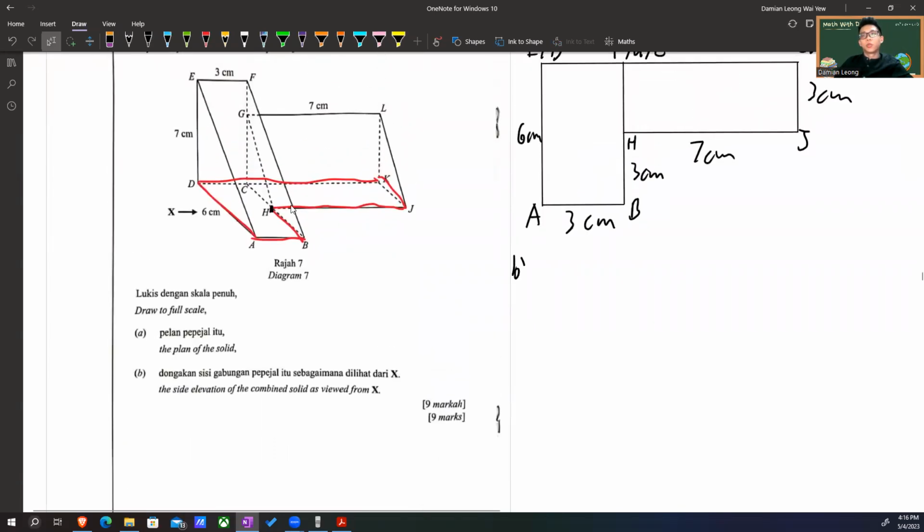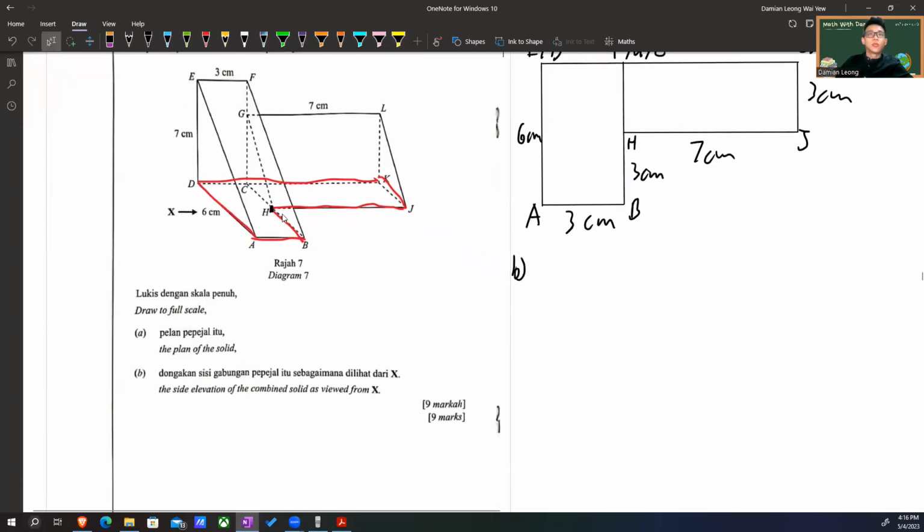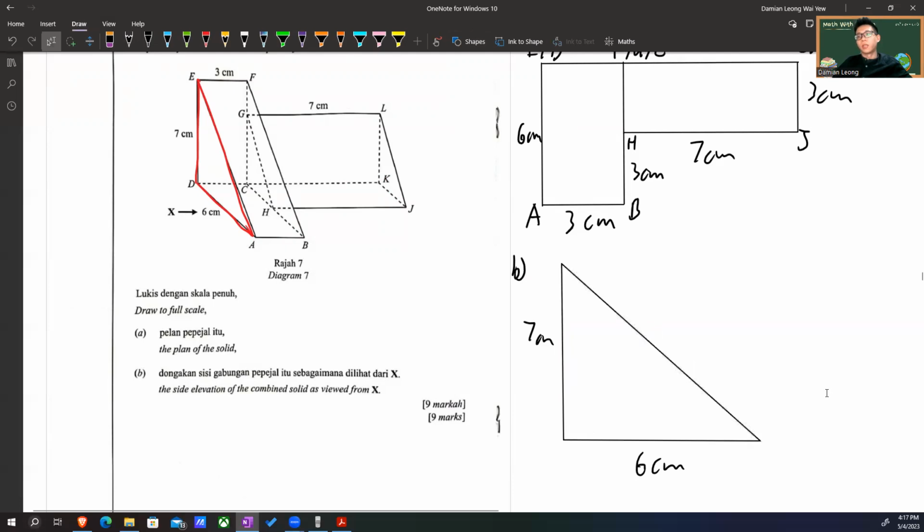And for part B, I want to draw the side elevation view, from X here. So let's draw this one first. Okay, so draw the 7 cm and 6 cm first. Yeah, so it is 7 cm, and 6 cm. Then this line from E to A, you just connect from corner to corner. Don't need the measurement.